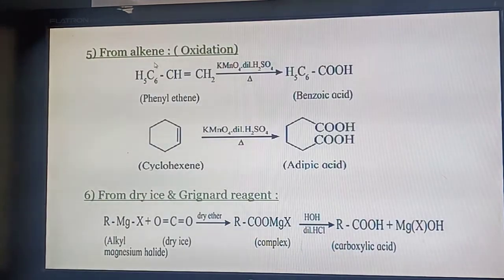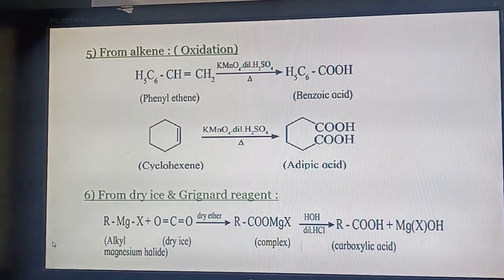Next method is from alkene by oxidation. So when phenylethene called as styrene is heated with KMnO4 in presence of dilute H2SO4, it gives benzoic acid. So formation of benzoic acid takes place when styrene is treated with acidified KMnO4. Next example is cyclohexene. When cyclohexene is heated with KMnO4 in presence of dilute H2SO4, it gives adipic acid. So this is dicarboxylic acid formed by oxidation of alkene.